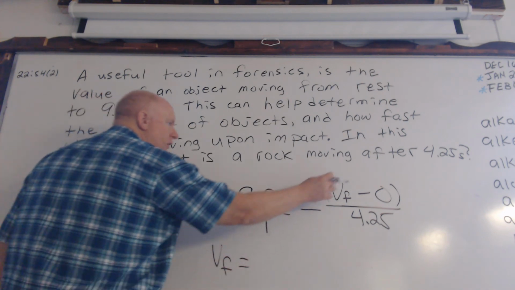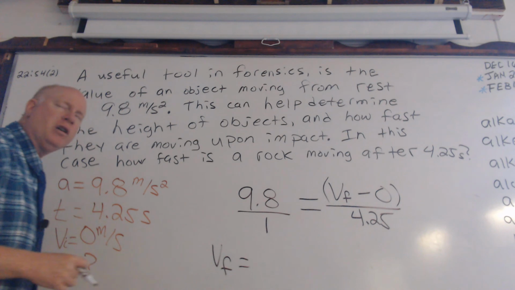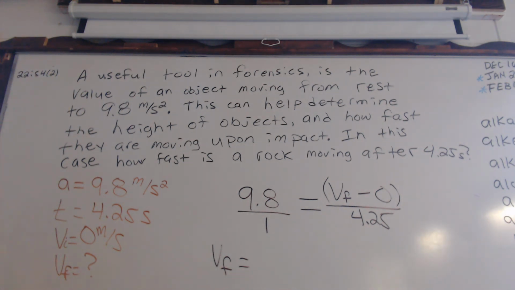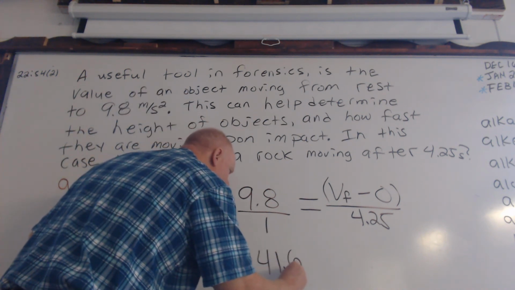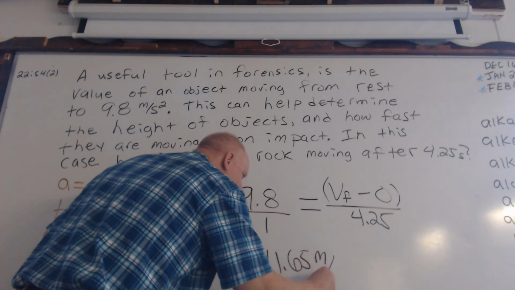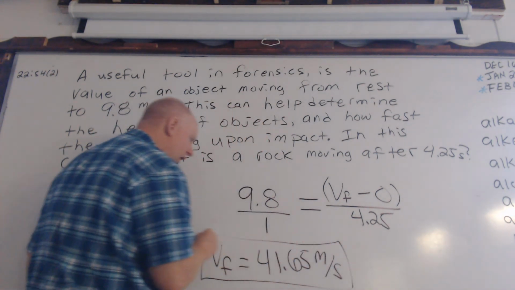If we cross multiply it here, what do we do with these two numbers? Multiply. 41.65. Okay? Meters per second, right? Because that's how velocity is labeled.